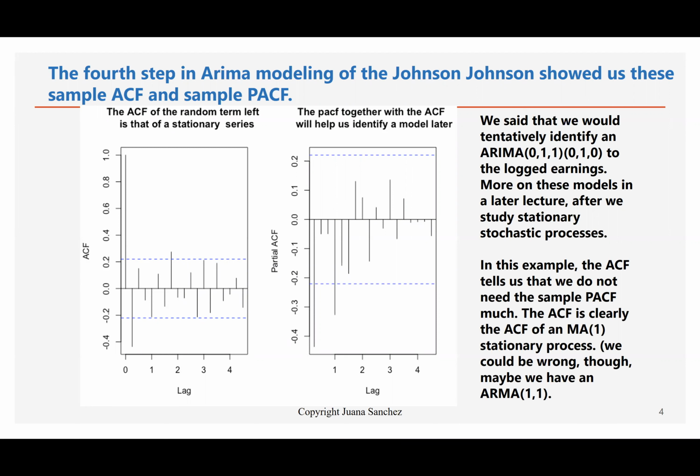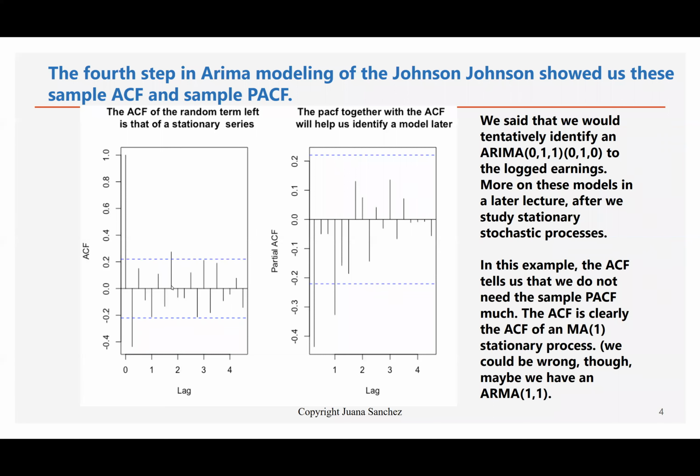In this example, the ACF tells us that we do not need the sample PACF much. It's not telling us in words, but we are interpreting it that way. The ACF, and again, you don't need to know that right now, I'm just telling you, is the ACF of a moving average process of order 1. We could be wrong though, so maybe we have an ARMA(1,1), but again, talking about one model, how these two functions are helping us identify it is kind of not necessary right now. It will be clear after we study stochastic process models.